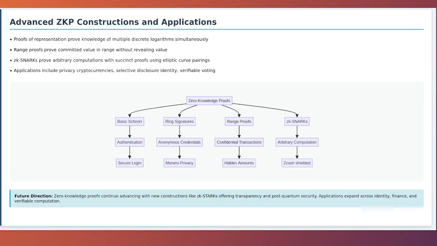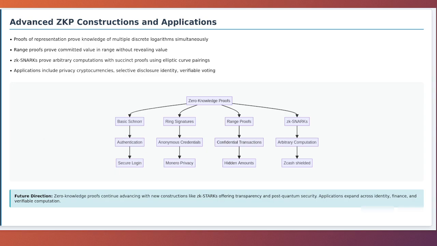Within supply chain systems, these constructions allow for the verification of properties about goods without revealing confidential business information. And in cloud computing, they support verifiable computation, letting you prove that a computation was performed correctly without the need to rerun it. The field of zero-knowledge proofs is rapidly evolving.